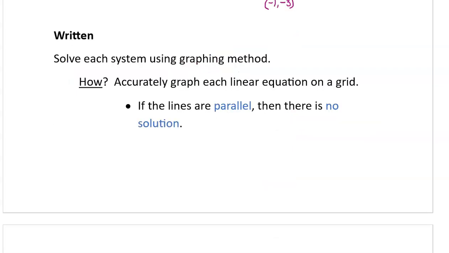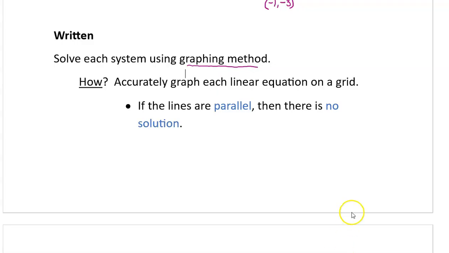Now questions from the written exercises. The directions for each are to solve each system using the graphing method. It specifies graphing method. We have to graph the two linear equations, and then looking at the graph, we'll decide what the solution to the system is.